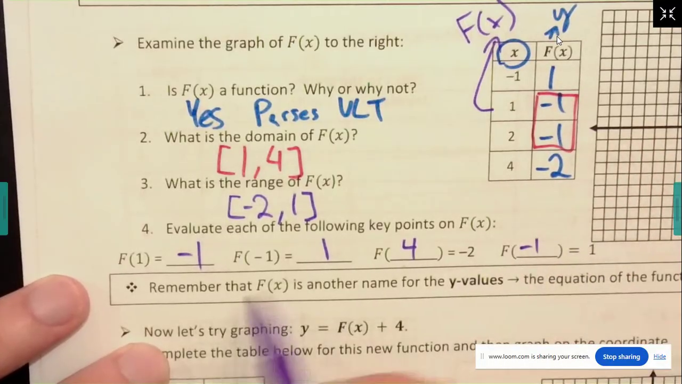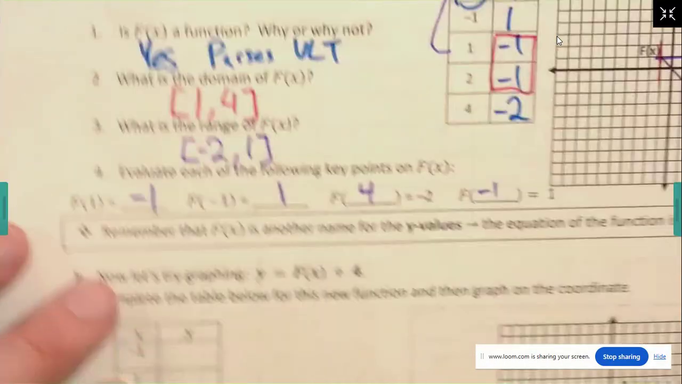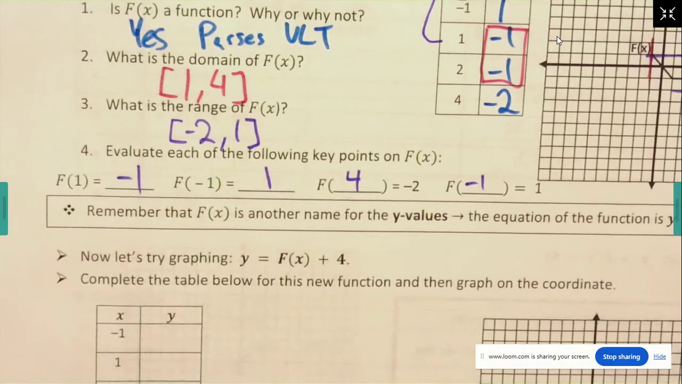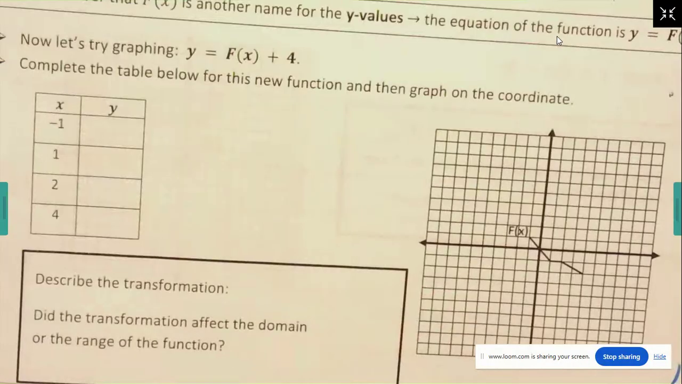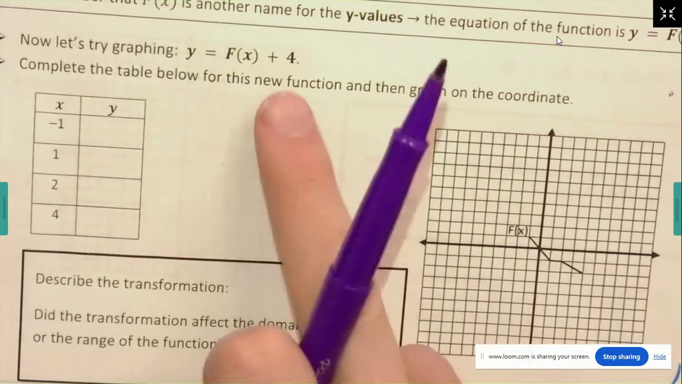We kind of already went over it over there. So what happens to my graph if I add a 4 to the bottom of the f of x?